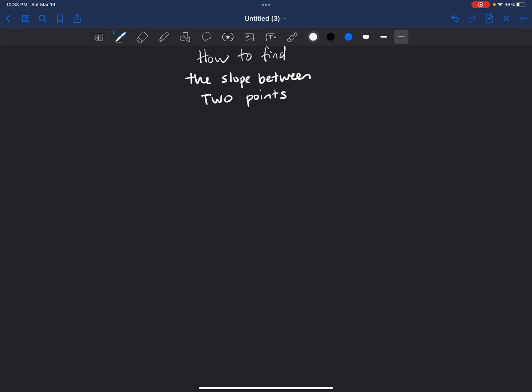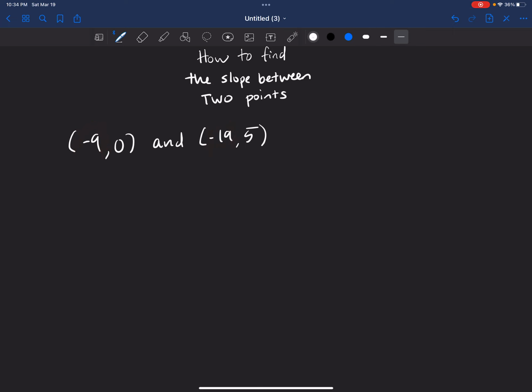Let's go ahead and figure out how to find the slope between 2 points. If I'm given 2 points, let's start with an example. Let's say we have (-9, 0) and (-19, 5). What I'm trying to figure out here is the distance between these two y values over the distance between these two x values.